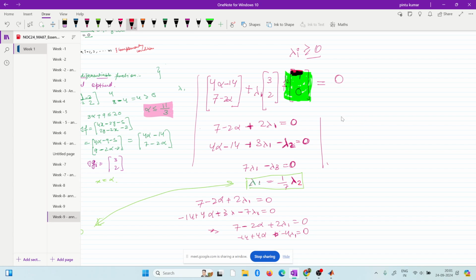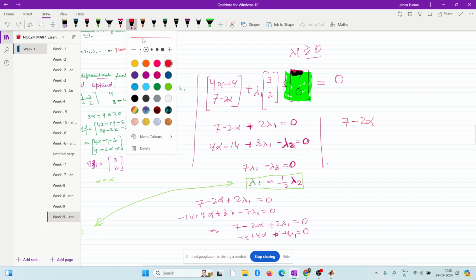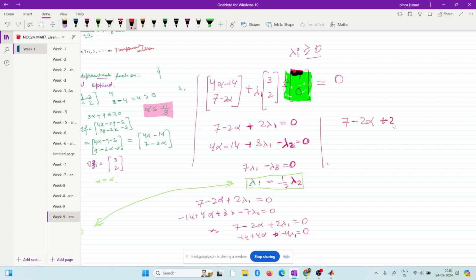Okay. So now I'll have this condition that 7 minus 2 alpha, right? 7 minus 2 alpha plus 2 lambda 1 is equal to 0.